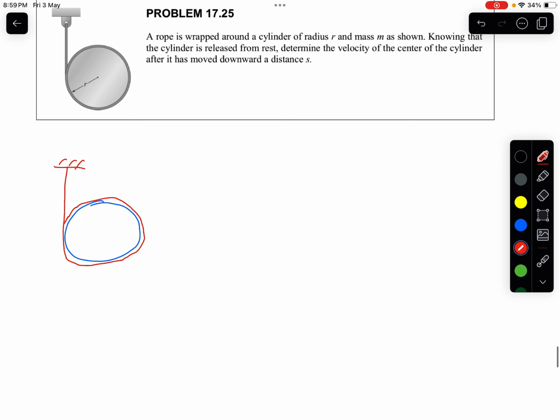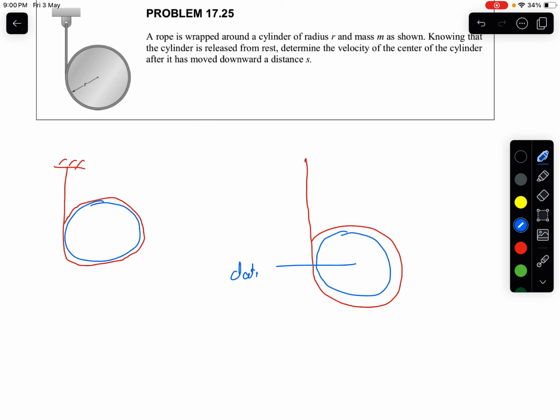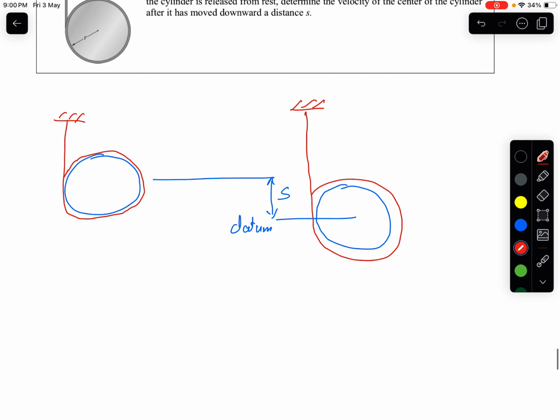So after it has come down by a distance like this, let me call this datum. This is the distance s. It has come down by a distance s. When it is released from rest, the kinetic energy T1 is equal to 0 and potential energy is mgs.